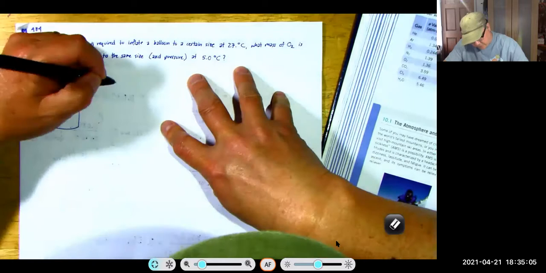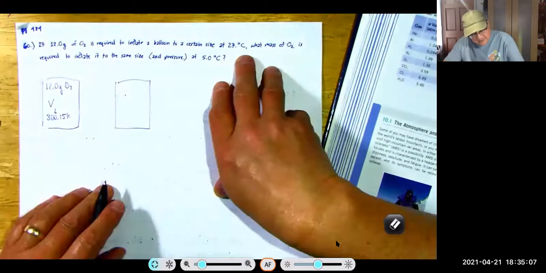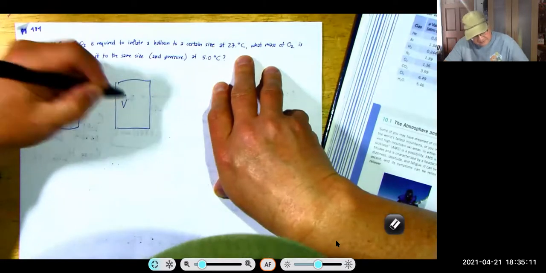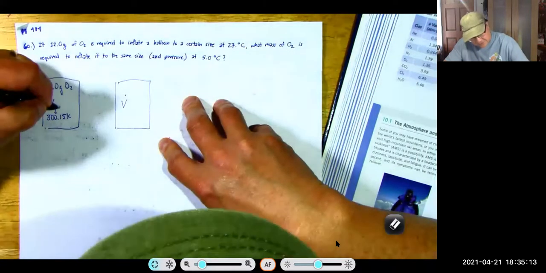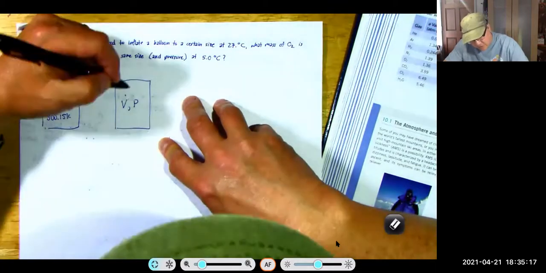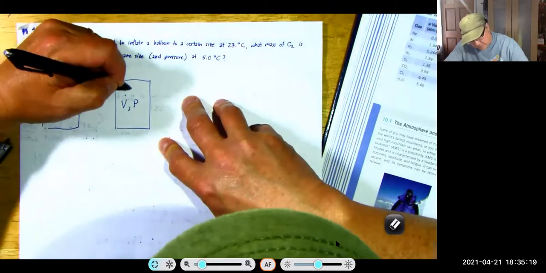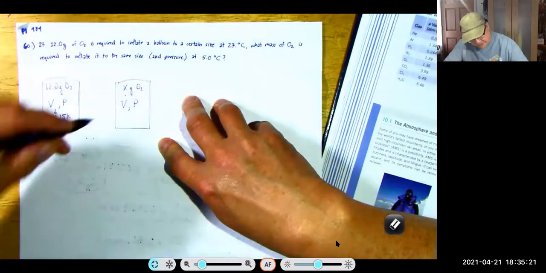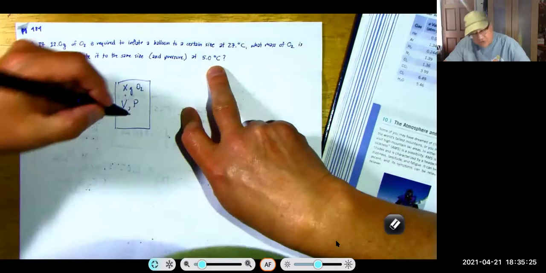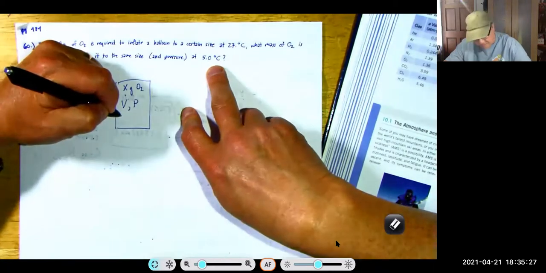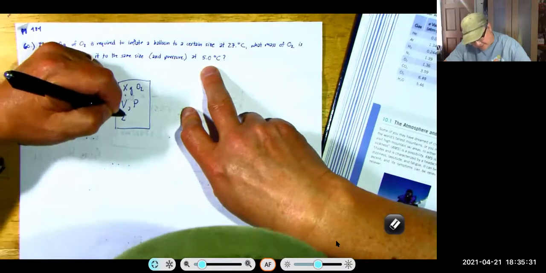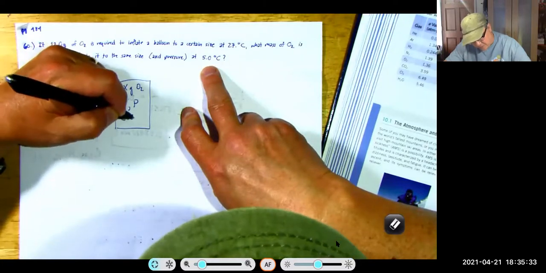The other balloon, same size and pressure, so the volume is V. And here we're going to say the pressure is P, the same volume and pressure. And we want to know how many grams of O2 are needed to do this. And here at 5 degrees Celsius, we're talking about 273.15 plus 5. So that's 278.15 K.